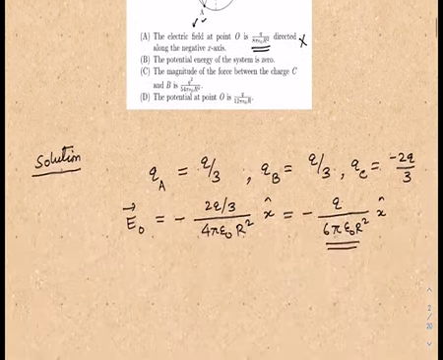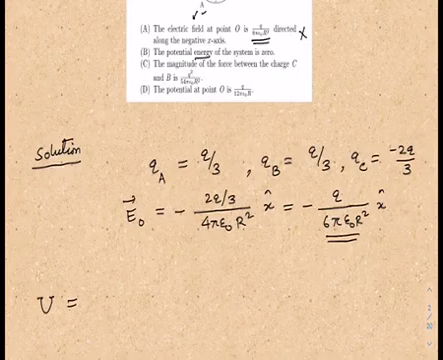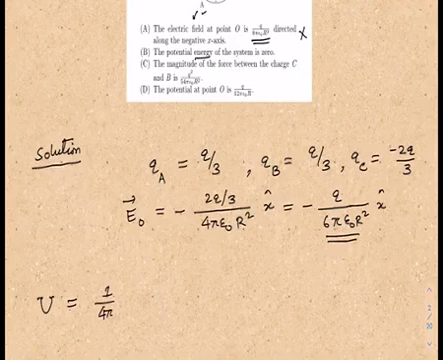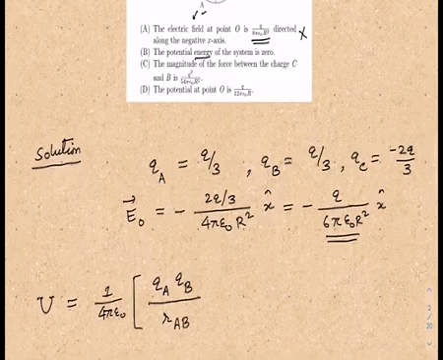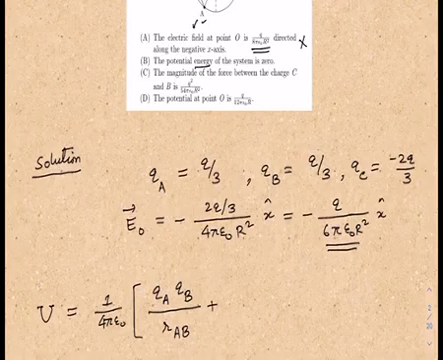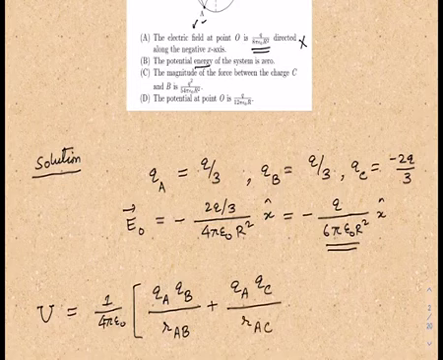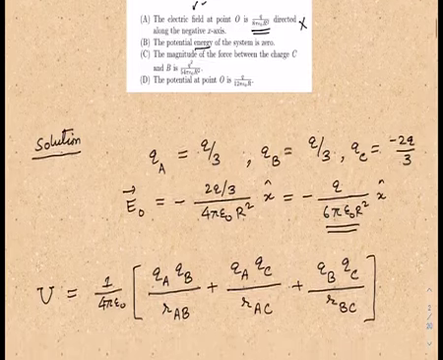Now coming to the potential energy of the system. Potential energy of the system, let me denote it by U. It would be 1 by 4 pi epsilon 0, and I have to consider these charge combinations: QA QB divided by RAB, where RAB is the distance between A and B, and similarly QA QC divided by RAC, plus QB QC divided by RBC. Okay, so this is what I have.